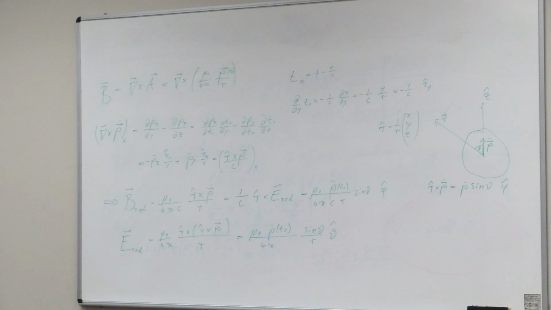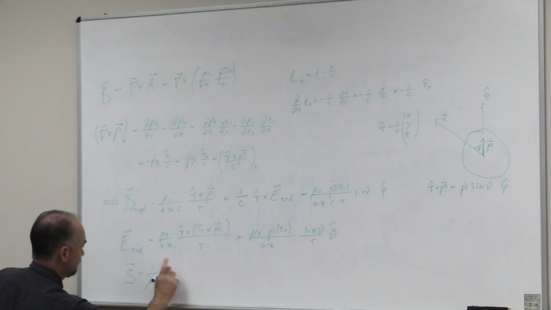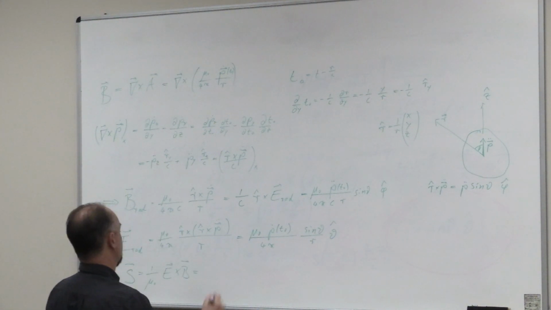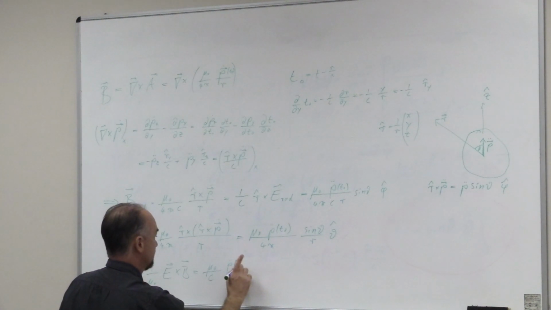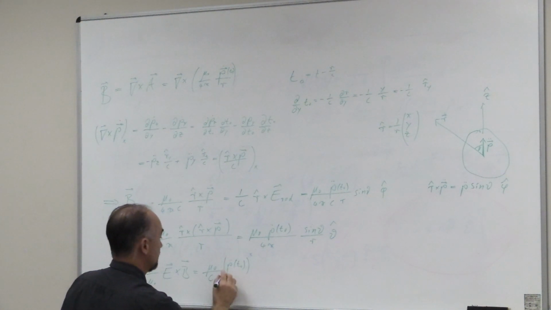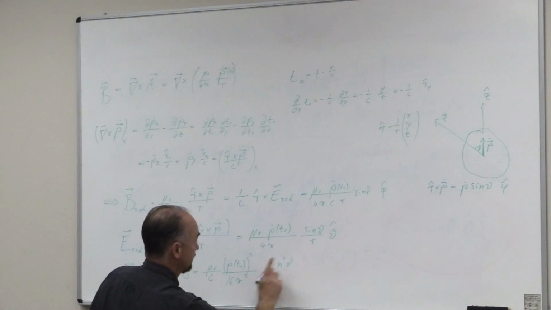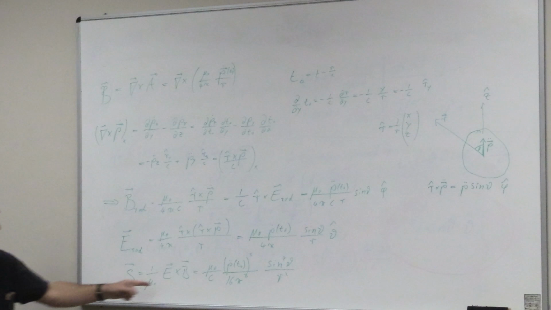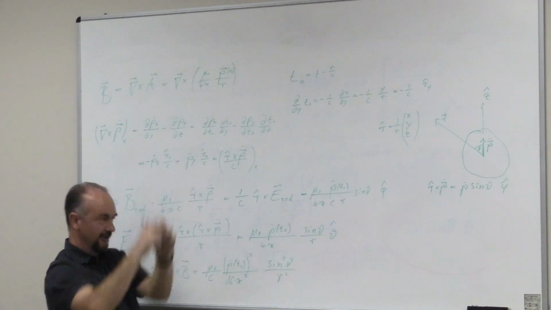Good. Then, next step, of course, calculate the Poynting vector from this. So the Poynting vector as 1 over mu naught E cross B equals, well, just put these two together, mu naught over c, p dot dot of t naught squared over 16 pi squared, sine squared theta over r squared. And in what direction is that pointing again? E cross B gives us theta cross phi, plus in r direction.